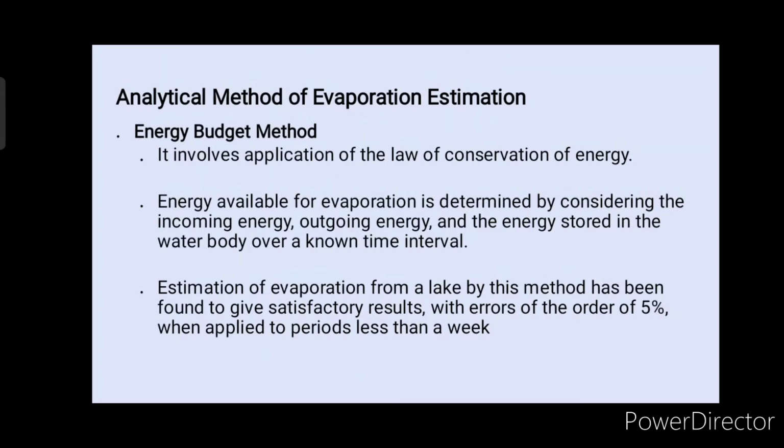Next method is the energy budget method. It involves application of the law of conservation of energy. Energy available for evaporation is determined by considering the incoming energy, outgoing energy, and the energy stored in the water body over a known time interval. Estimation of evaporation from a lake by this method has been found to give satisfactory results with errors of the order of 5% when applied to periods less than a week.